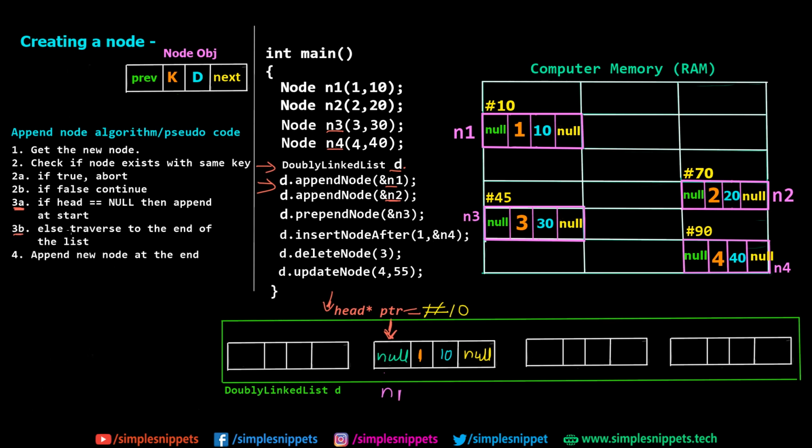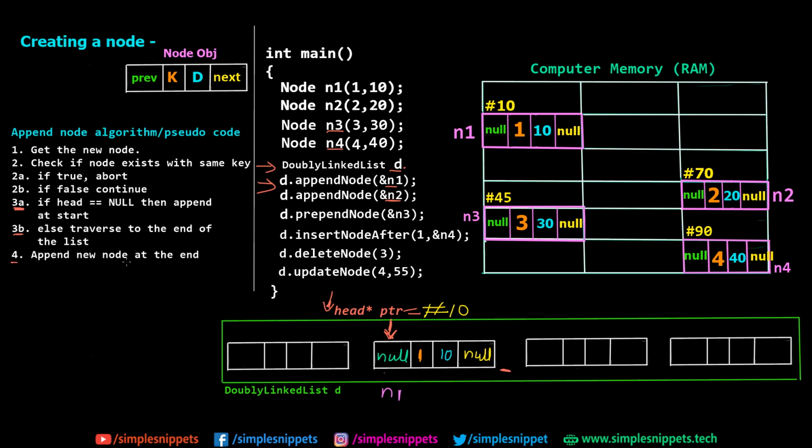Now 3b says else traverse to the end of the list. So when you are traversing to the end of the list, what is happening? We know that n1 is the only element in the entire doubly linked list. So after n1, we are basically at the end only, right? So this is where the end will be. And then step 4 says append new node at the end.